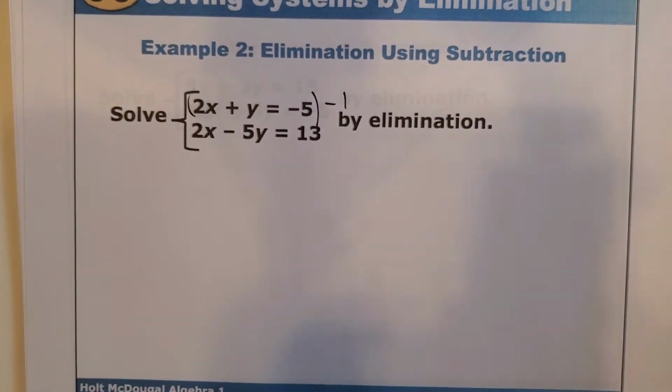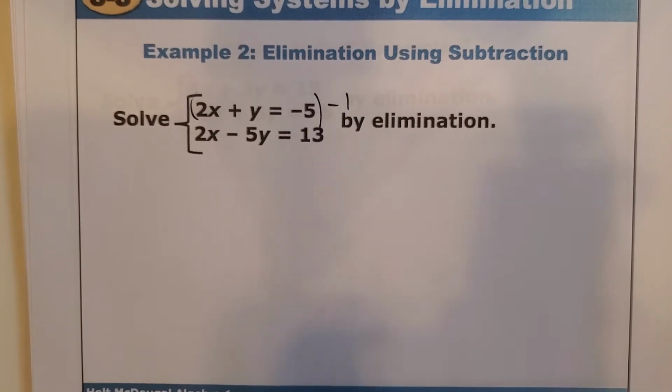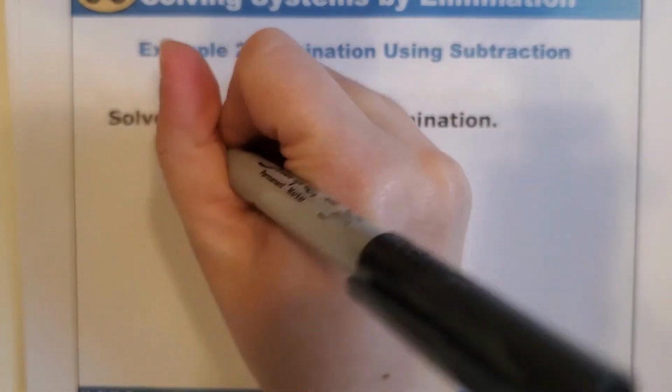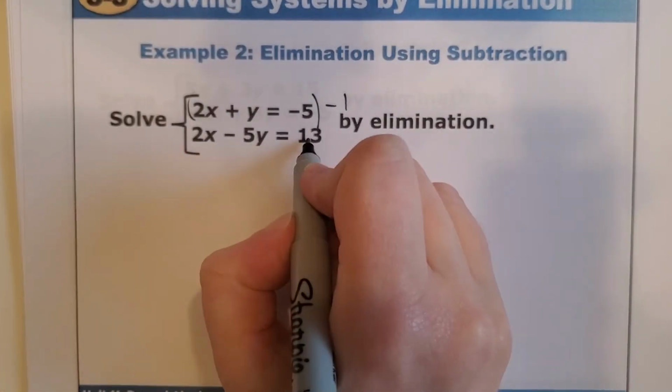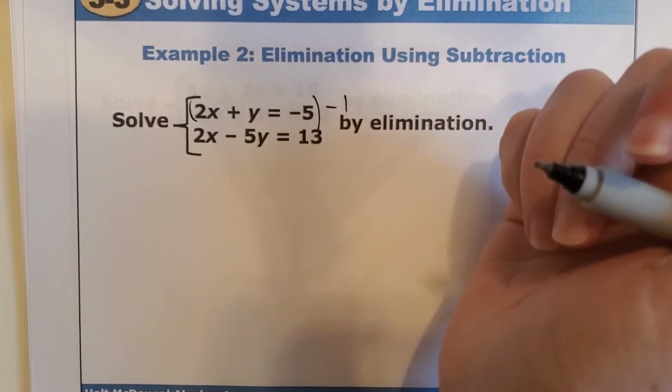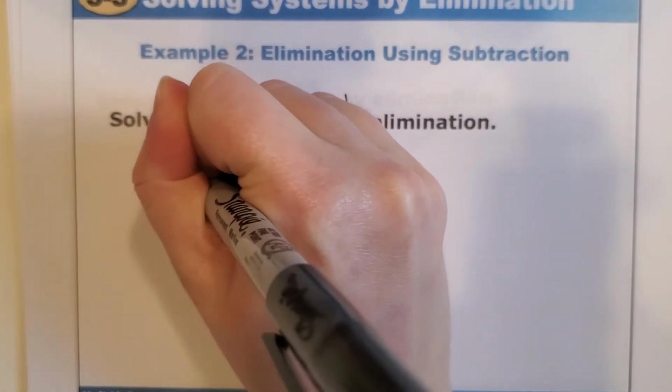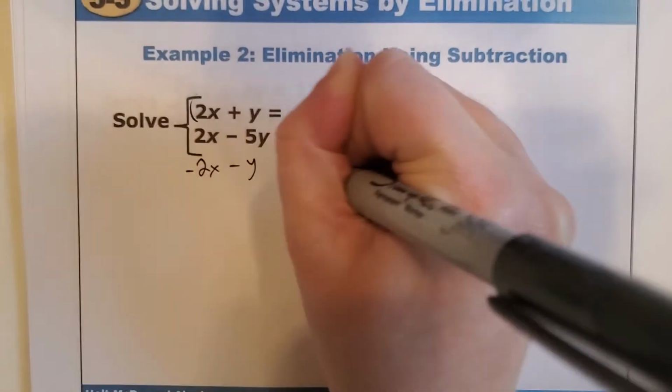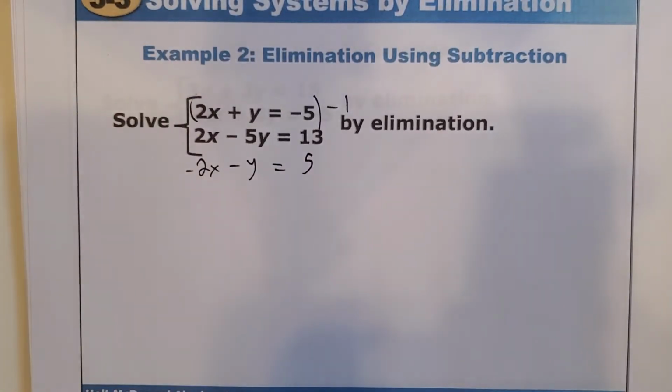All right? Like I said, it doesn't matter which equation you make that -2x, as long as you do it to only one, because we want one positive, one negative, and as long as you make sure you change every single sign in that equation. So if I did that for this first one, I'm going to rewrite this right under the second one. That's part of the reason also why I chose the first one, because it's less writing. We would have -2x minus y equals +5.